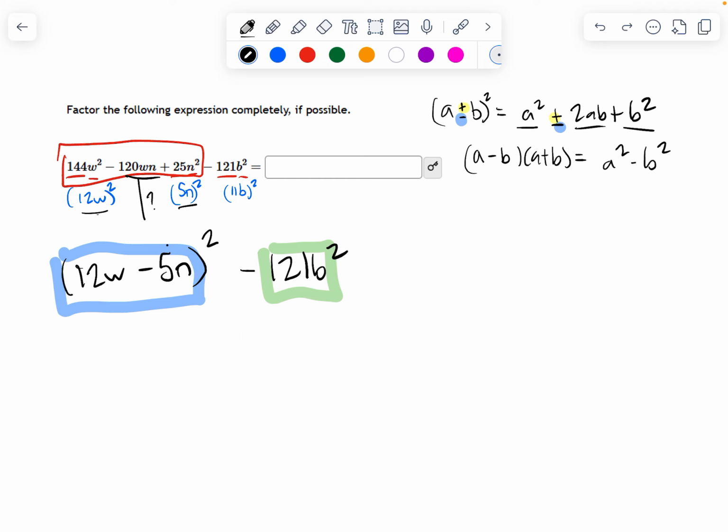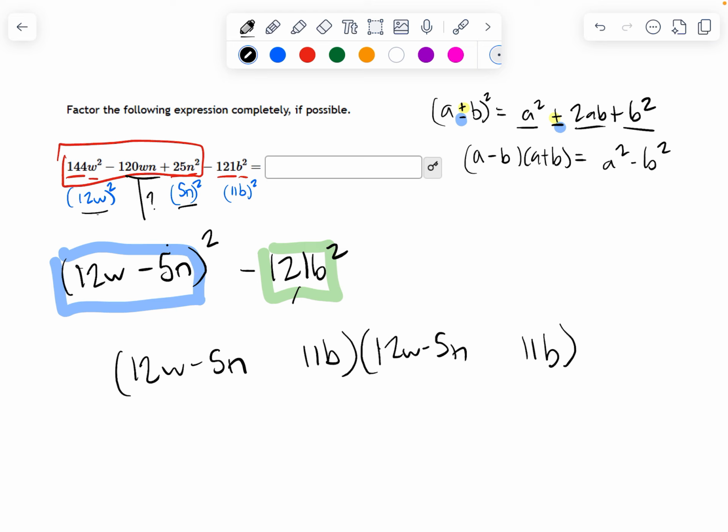Your first square is the 12w minus 5n. Your second square is the 121b, all right, which means, oh, my apologies, almost made a mistake there. That is 11b. So our second square is 11b. Okay, same thing. Your first perfect square, 12w minus 5n. Your second perfect square, 11b. And then from there, the identity says that when you have those two perfect squares being subtracted, then you can write them out separately with addition and subtraction.